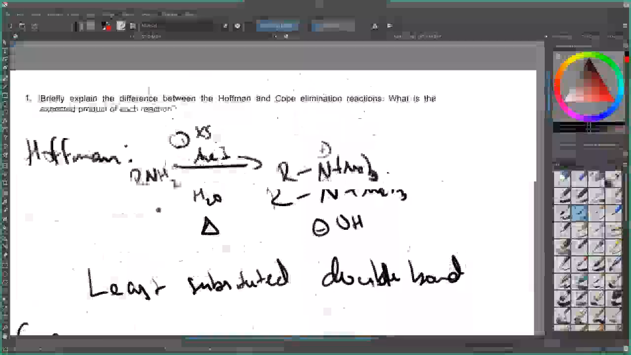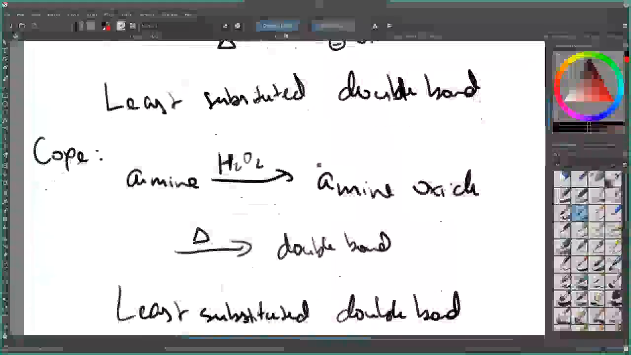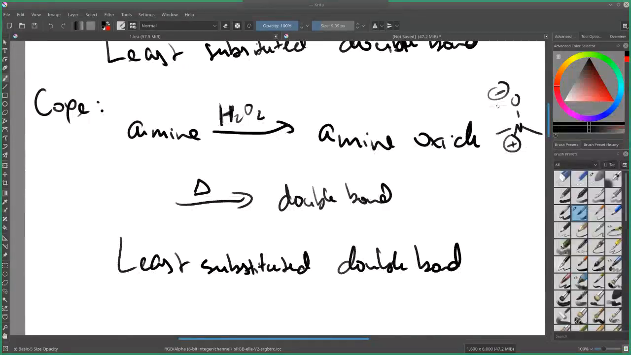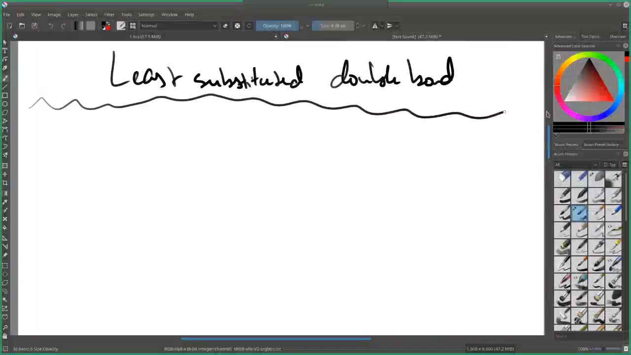Okay, so Hoffman elimination will use these conditions. In this case, it will over-methylate the nitrogen, and then you treat it with silver oxide, which makes a base, OH minus. And here the Cope elimination will make an amine oxide, which looks like this. And then from there, this O minus will do the actual elimination part. Okay, great. So there's one problem that we've done.